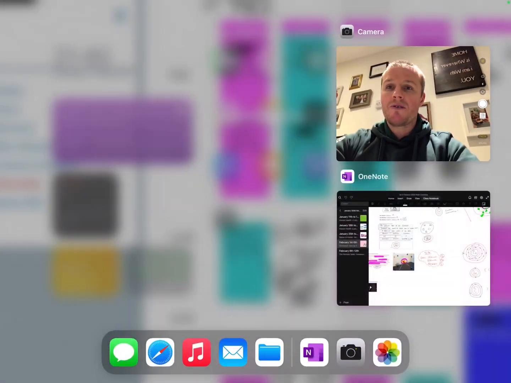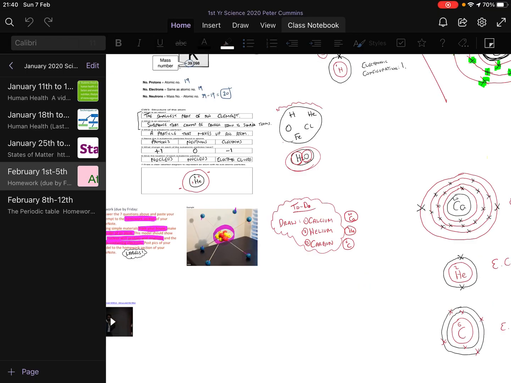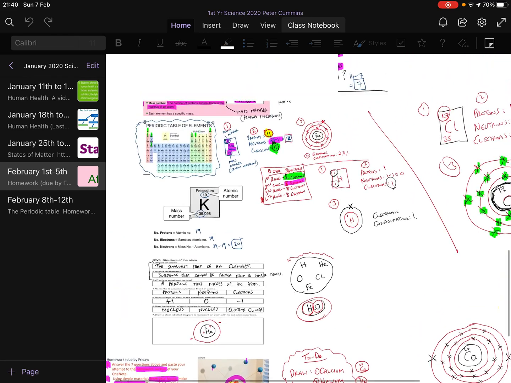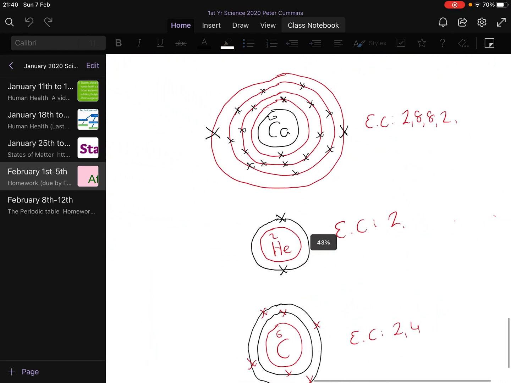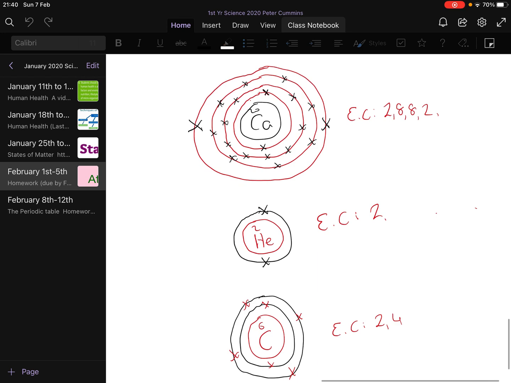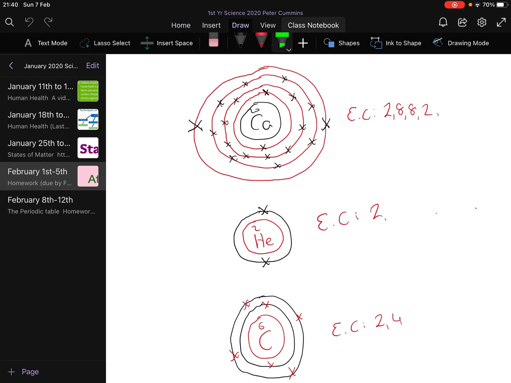Okay, let's go back to the OneNotes. So this is just from last week. Here's all our stuff from last week. We had questions and we drew out loads of these atoms. Remember, if we wanted to draw out calcium, we had 2 electrons on the outer. We had 20 in total. We had 2 on the first shell, then 8 on the second shell, and then 8 on the third shell, and then 2. So we used up all 20 and we put the electronic configuration in there as 2882.